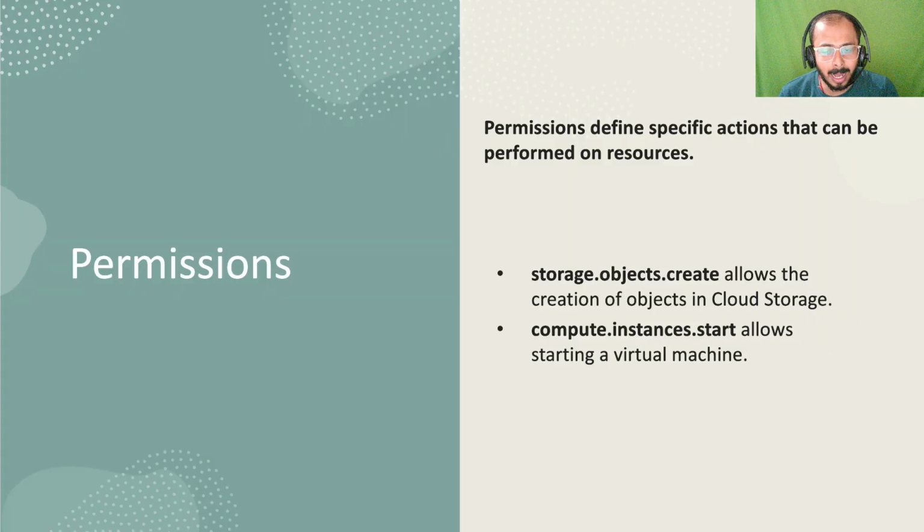So now I've explained all the three entities: identity, role, and permission. Now I'll show you a live demo of how you can actually assign a permission or a role to a specific entity. So let's move to Google Cloud.